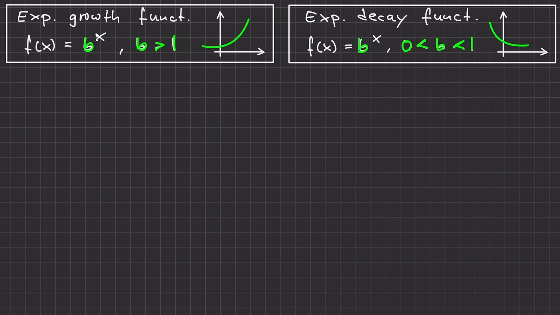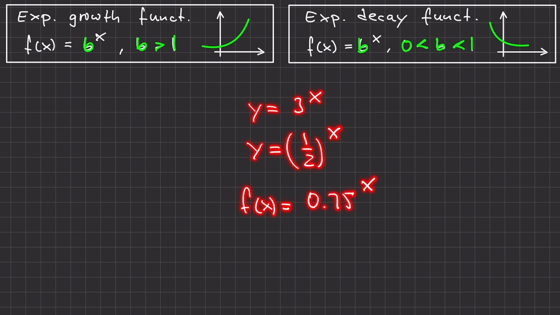So let's look at the functions y equals 3 raised to the power of x, y equals 1/2 raised to the power of x, f of x equals 0.75 raised to the power of x, and f of x equals 2.5 raised to the power of x. Which of these functions represent exponential growth and which of them represent exponential decay? Feel free to pause the video and write your answer in the comments.